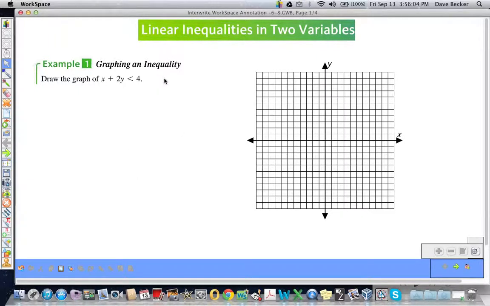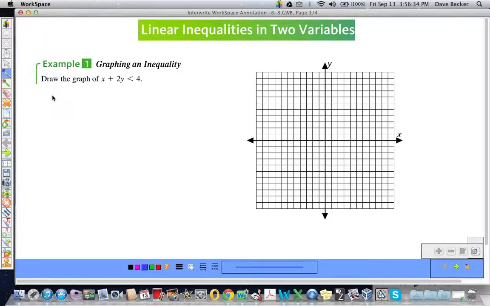We are going to first learn how to graph an inequality before we show you the applications of graphing inequalities. There's one at the end here. So we're being asked to draw the graph of x plus 2y less than 4. So we're looking for all of the ordered pairs x, y, that when substituted in for x and y, give us a number that's less than 4. Okay, so how do we do that?